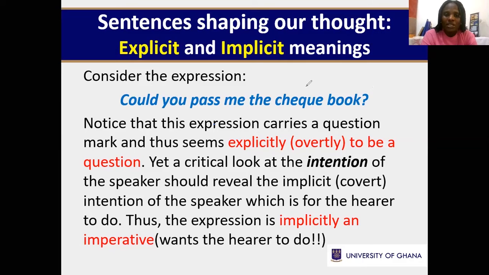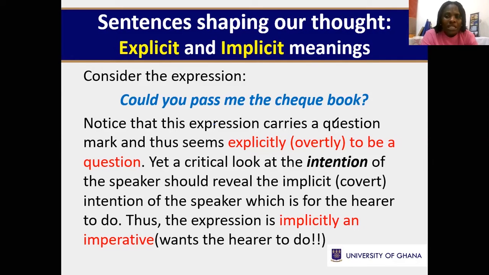So look at this example here in blue. "Could you pass me the checkbook, please?" If I said that and you were sitting next to me, "could you pass me your pen, please?" This expression will come with a question mark. So on the surface of it, if you looked at it explicitly, it suggests that this is a question, an interrogative. Remember our first slide, talking about the types of sentences that shape our thoughts. We mentioned interrogative. Because it comes with a question mark, you would think it's explicitly an interrogative.